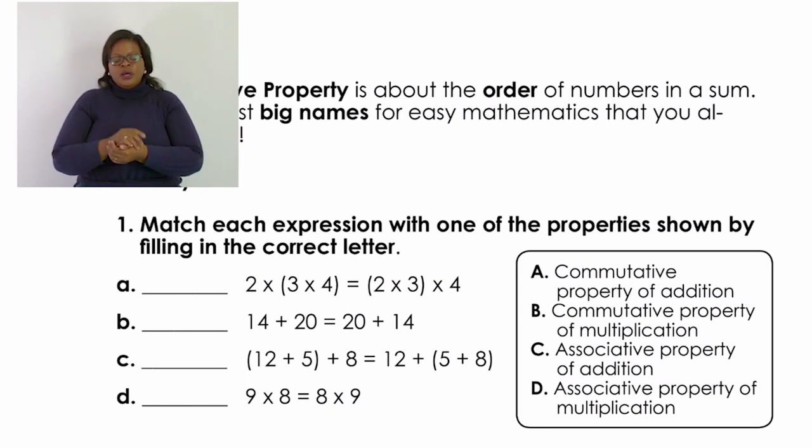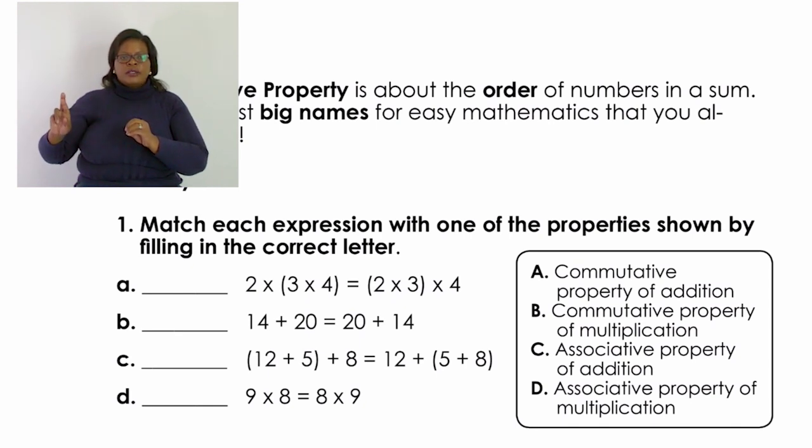Okay, let's see. First of all, the numbers on your left-hand side are exactly the same as the numbers on your right-hand side, on the other side of the equal sign. So the numbers don't move, so that will be associative. But now, what type of associative is it? Is it addition or multiplication? Yes, it will be associative property of multiplication. So our answer at A will be D.